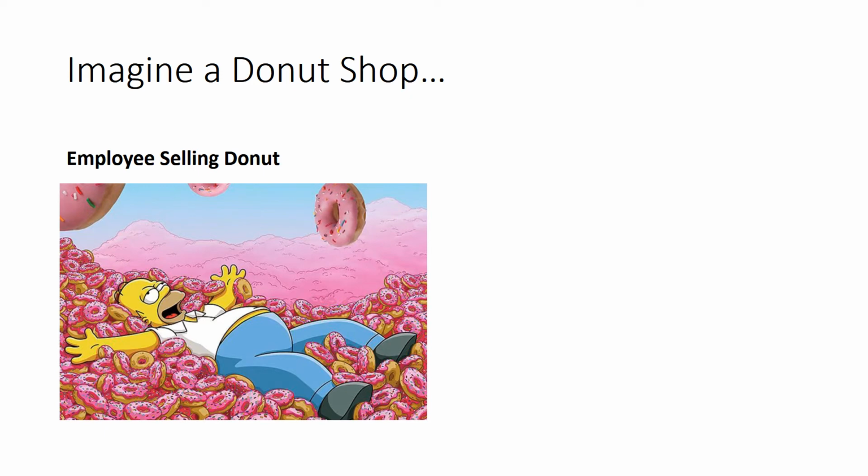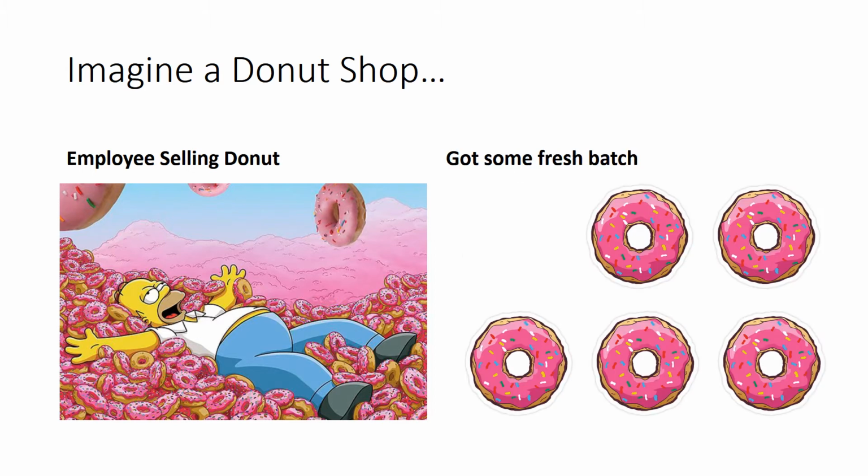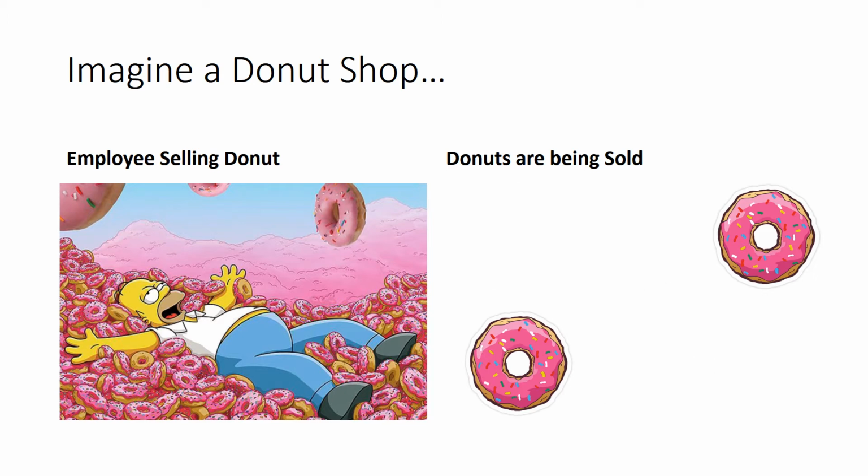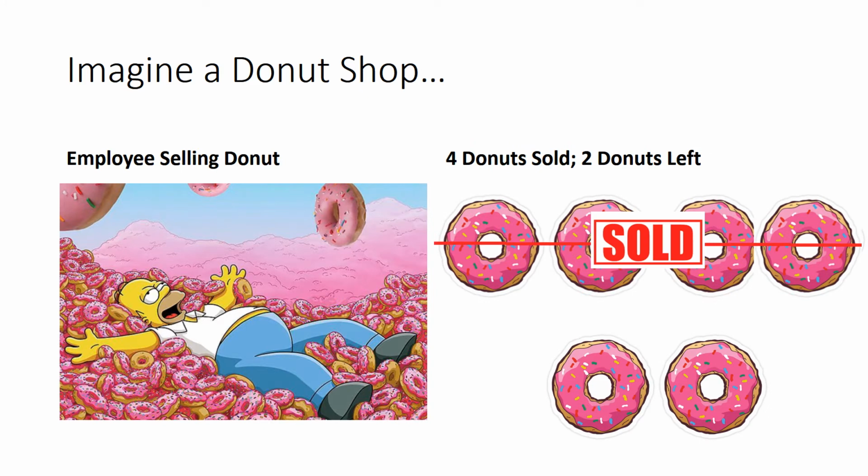Imagine there's a donut shop and that there's an employee whose job it is to sell donuts. He comes to work and notices that there's an old donut behind the counter. He goes out and gets 5 more donuts for the shop. So now he has 6 donuts for sale. These donuts look identical. Throughout the day, these donuts are being sold. At the end of the day, the employee has sold 4 donuts and there are 2 donuts left.